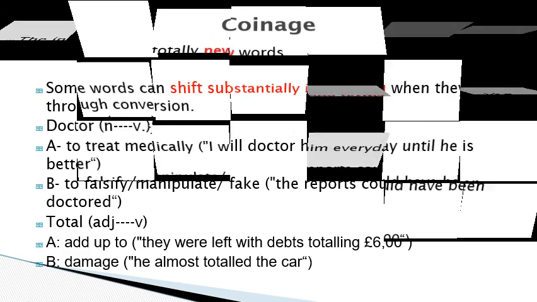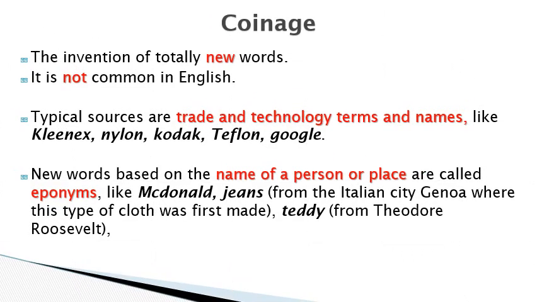Coinage. In some books of linguistics, they believe that coinage and neologisms, which we explained as the first process, are the same. See the definition, the same definition: the invention of totally new words. I also believe that. It is not common in English. Why? Because it is related to products in technology and trademarks. Even the examples mentioned in the book are the same in two parts. Typical sources are trade and technology norms, brands.